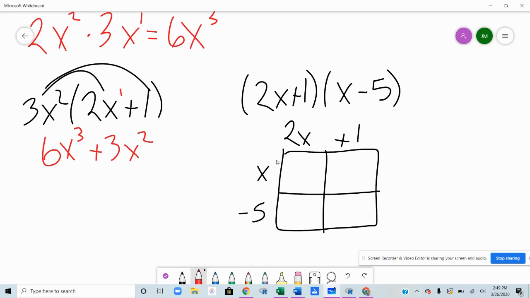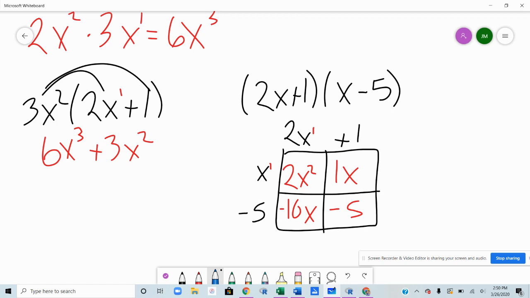Now you're going to multiply to get the inside of the box. So remember, there are these imaginary ones. So it's probably helpful to draw those in there or write those in there. You're going to start by multiplying these two to get this box. So 2x times x is 2x squared because 1 and 1 gives you the 2. This box is x times 1, which is 1x or just x. This box is negative 5 times 2x, which is negative 10x. And then your last box is negative 5 times 1, which is negative 5.